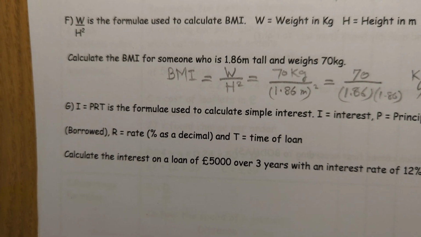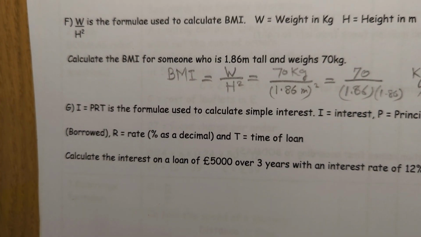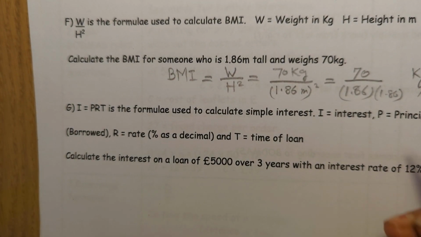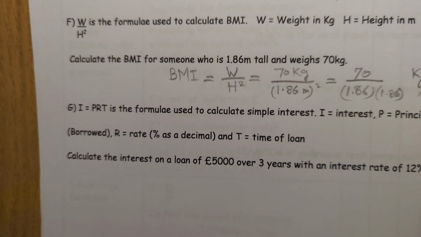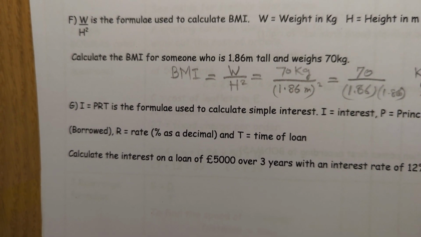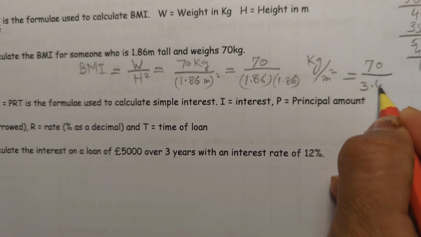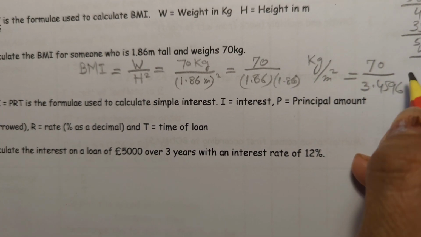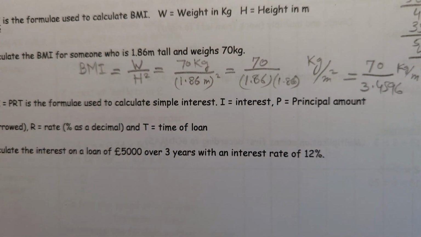You will multiply 1.86 with 1.86. So when 1.86 is multiplied with 1.86, it will give you something like 3.4596, and the unit will remain the same, right?